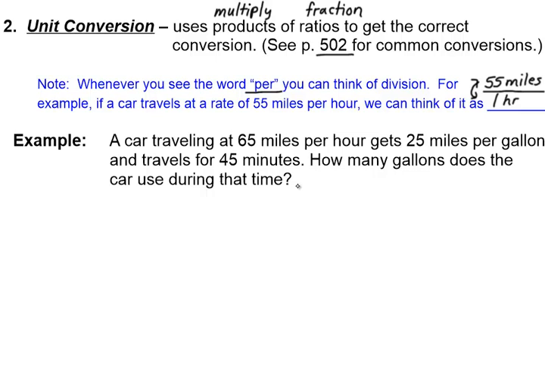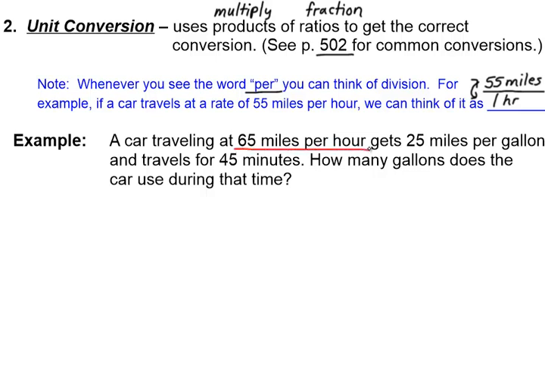So here is my very first problem. A car traveling at 65 miles per hour gets 25 miles per gallon and travels for 45 minutes. How many gallons does the car use during that time? There's a lot of stuff going on. So let's just break it up and write everything down first.